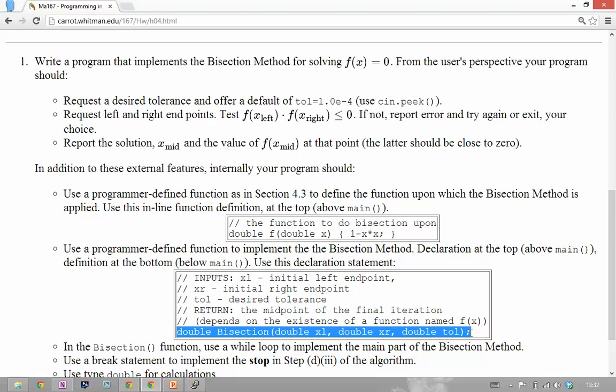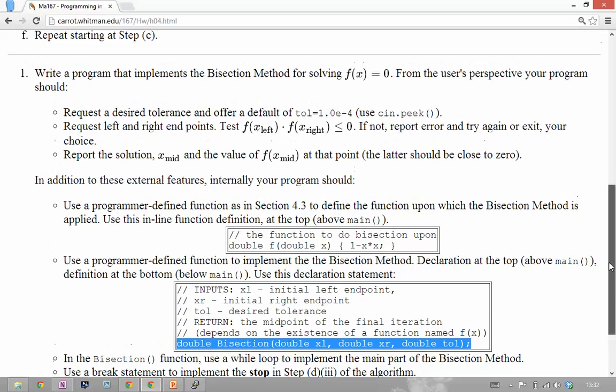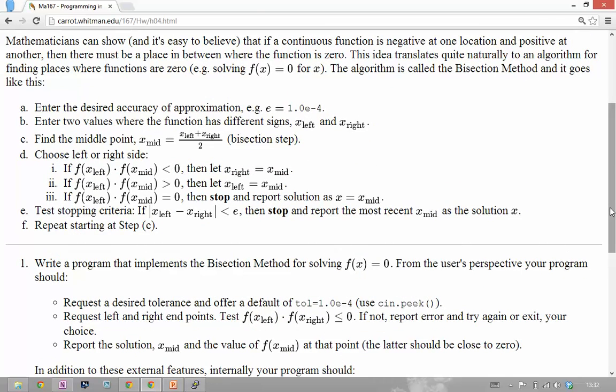This goes at the top, right before main. And where do the guts of that thing go? Down at the bottom. So what will be in the guts of this thing is essentially this outline. If you look closely at this outline, you'll see that it relies on 3 external values.